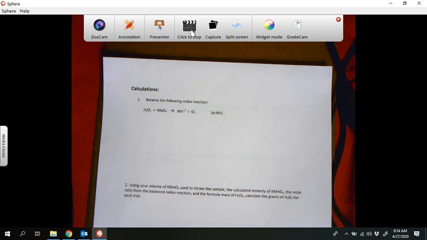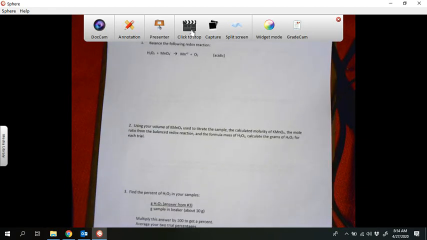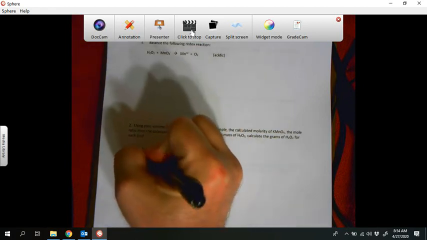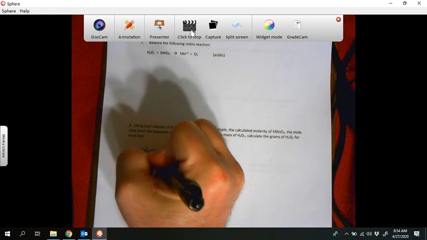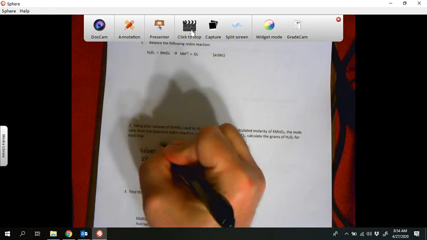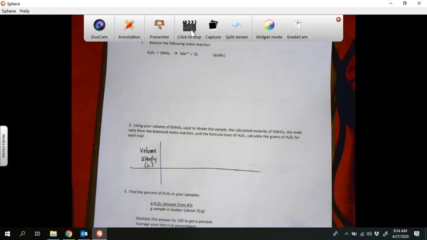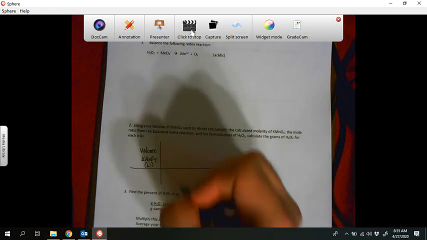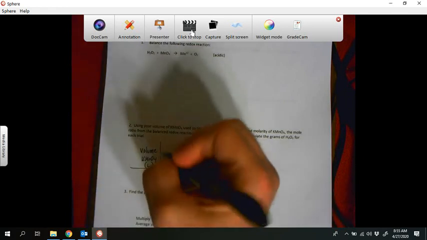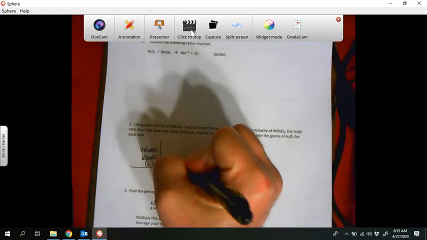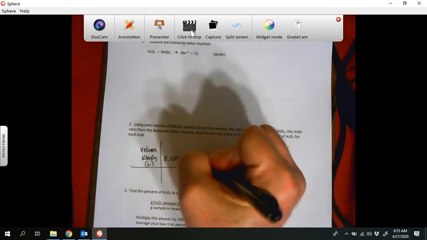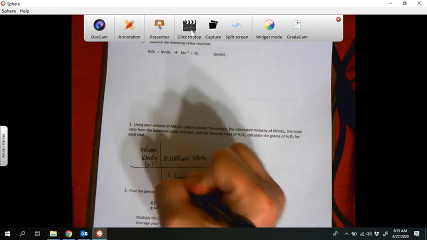So the next thing that you need to do is calculate the grams of H2O2 for each trial. So what you have to do is start with the volume of KMnO4, and you have to change that to liters. So this would be the last box down in the bottom of the table. Then we're going to use the molarity, which we said was 0.1000 molar. So 0.1000 moles of KMnO4 per 1 liter of KMnO4.